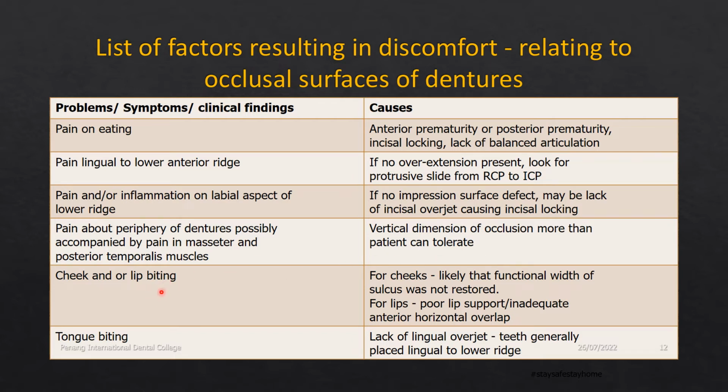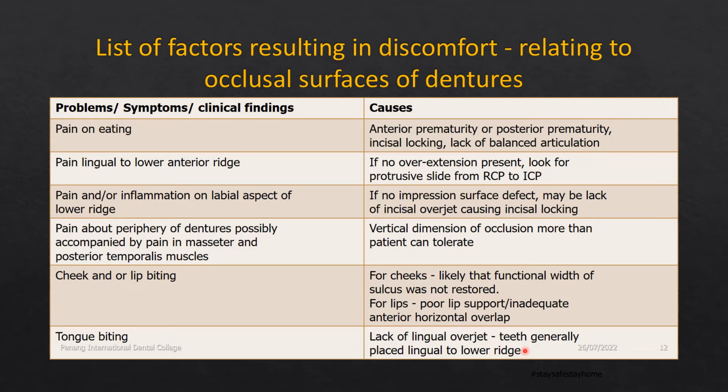If the patient has cheek or lip biting, it sometimes happens likely because the functional width of the sulcus has not been restored. If there is any lip bite, then there is poor lip support, that is there is inadequate horizontal overlap of the anterior teeth, and it may also be due to decreased vertical dimension, which results in poor muscle support and entrapment of the lip mucosa when the patient chews or talks. And if there is any tongue bite, then it may be due to the lack of lingual overjet. This may be because the teeth have been placed more lingual to the lower ridge.